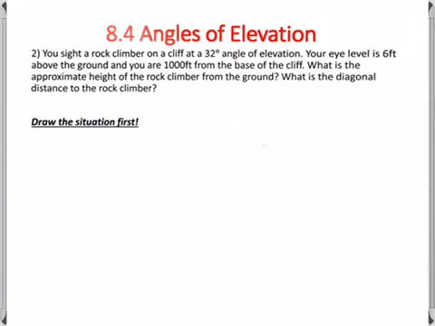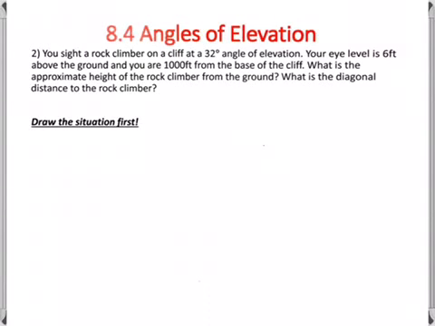You sight a rock climber on a cliff at a 32-degree angle of elevation. Your eye level is about 6 feet above the ground, and you are 1,000 feet from the base of the cliff. What is the approximate height of the rock climber from the ground? Also, what is the diagonal distance to the rock climber?